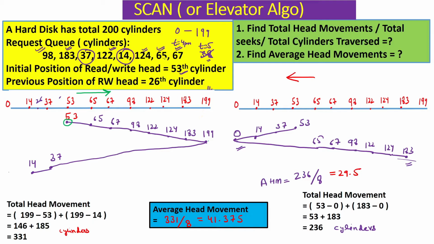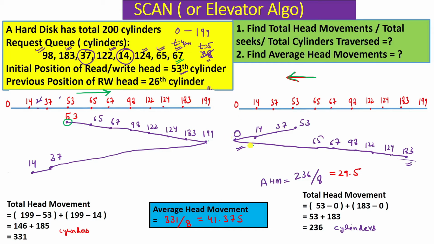Now we saw the same example, but if the read write head is moving in this direction, from the highest cylinder number to the lower cylinder number, we started from the initial position of the read write head. Again, we went to the last cylinder number. So in this direction, what is the last cylinder number? 0. And 14 and 37 were serviced from this request queue.